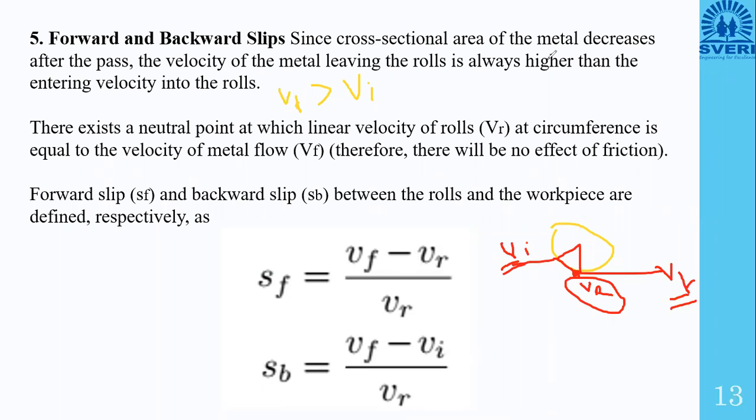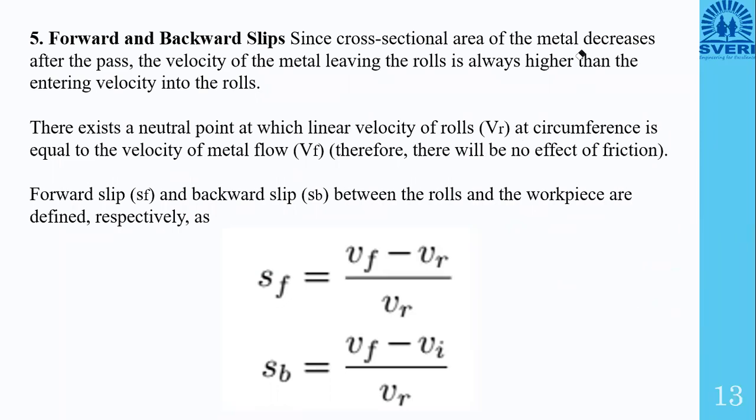In everyday terms, we can call it play, like when we rotate the pedal of a bicycle, we are moving the pedal but there is no effect on the motion. Is it right? So that is called slip. That effect may take place in the rollers, and it is indicated by forward slip or backward slip. For that we have to know the final velocity, the initial velocity, and the linear velocity.